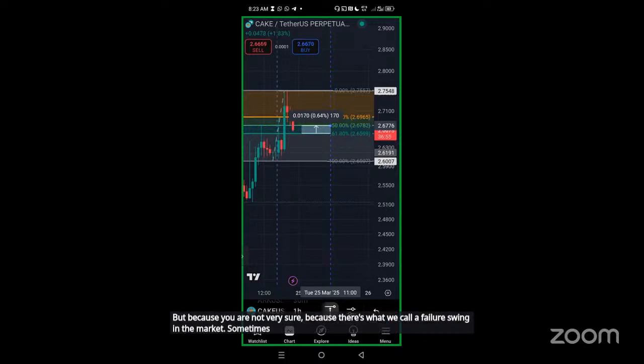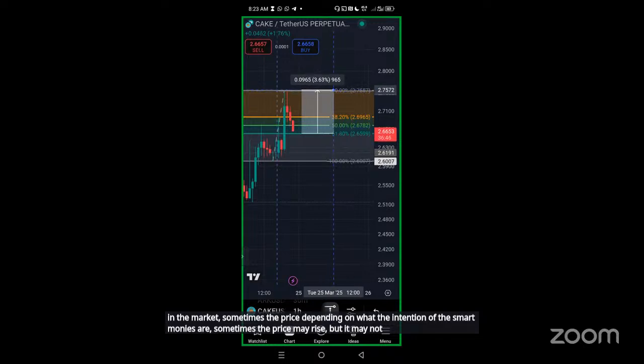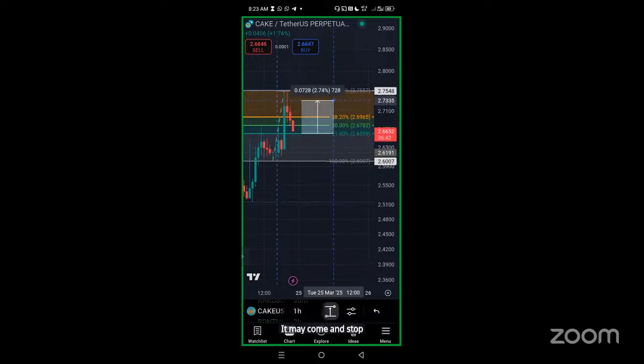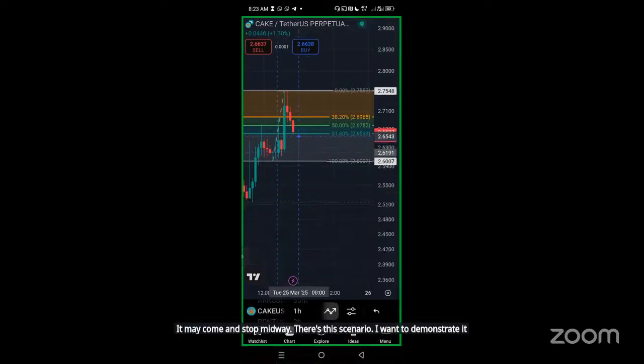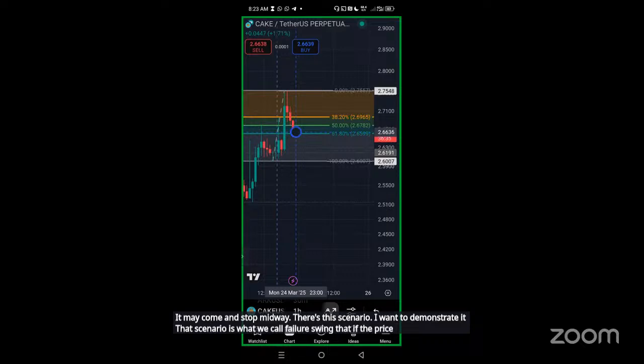price, depending on what the intention of the smart monies are, sometimes the price may rise, but it may not come back to the very resistance level. It may come and stop midway. All right, there's this scenario I want to demonstrate. The scenario is what we call failure swing, that if the price, upon touching a particular price level, tries to rise, but it will not come back here.